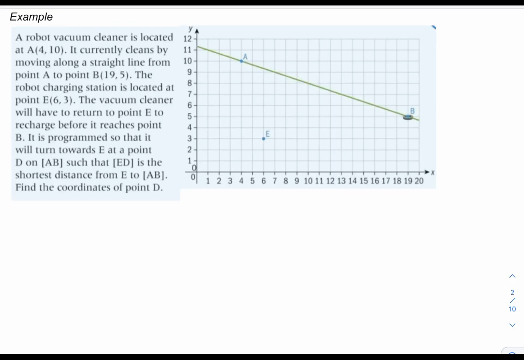A robot vacuum cleaner is located at point A, which is (4, 10). Let me label that on my diagram. It currently cleans by moving along a straight line from A to point B, which is (19, 5). The robot charging station is located at point E at (6, 3). The vacuum cleaner will have to return to point E to recharge before it reaches point B. It is programmed so that it will return to point E at point D, which is on AB, such that ED is the shortest distance from E to line AB. Find the coordinate of D.